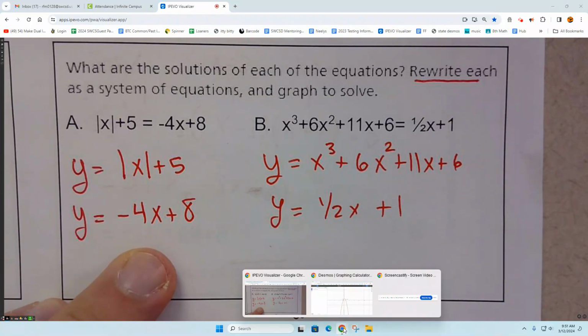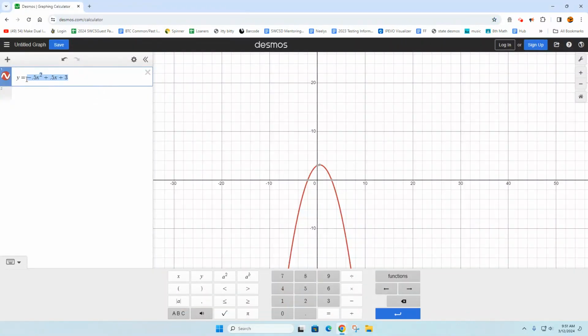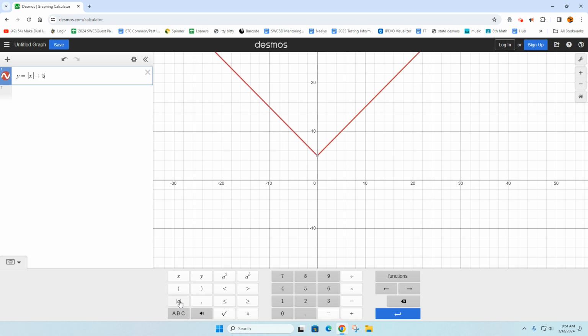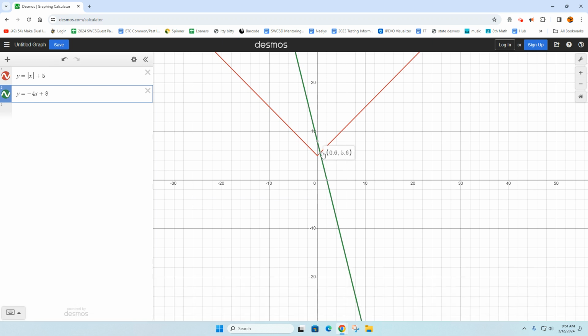Okay, so we go to Desmos and we type this in. Have we ever typed in an absolute value? No. So I go to my y equals all of the thing, right here, absolute value. Y equals absolute value of x plus 5. We never seen this, but it doesn't matter. There it is, right? And the other one is y equals negative 4x plus 8. So we get this solution here. X equals 0.6. Again, I don't care about y.